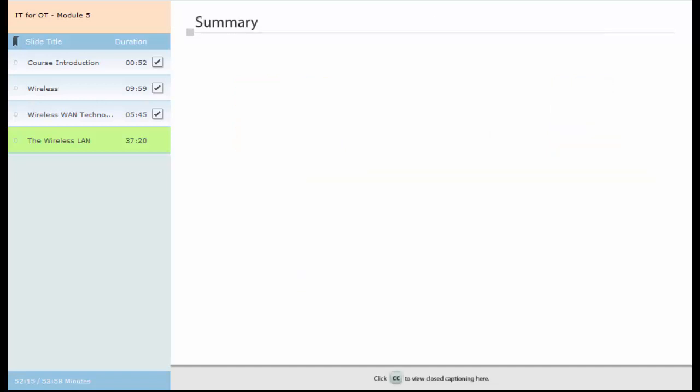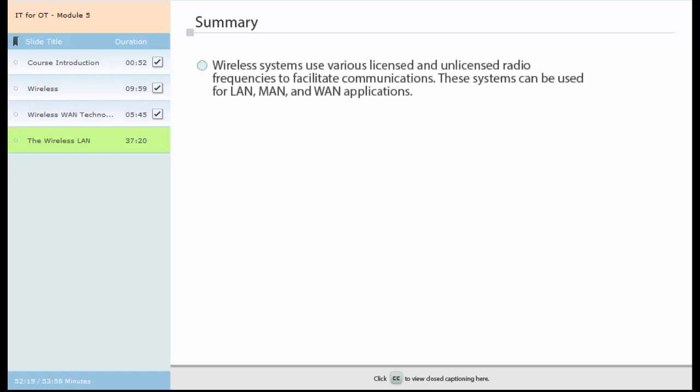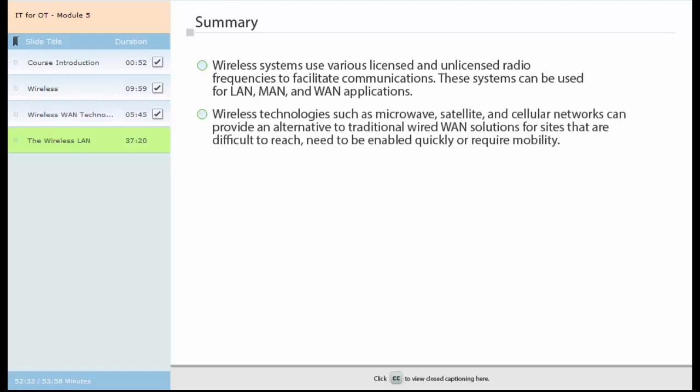The following key points were discussed in this module. Wireless systems use various licensed and unlicensed radio frequencies to facilitate communication. These systems can be used for LAN, MAN, and WAN applications. Wireless technologies such as microwave, satellite, and cellular networks can provide an alternative to traditional wired WAN solutions for sites that are difficult to reach, need to be enabled quickly, or require mobility.